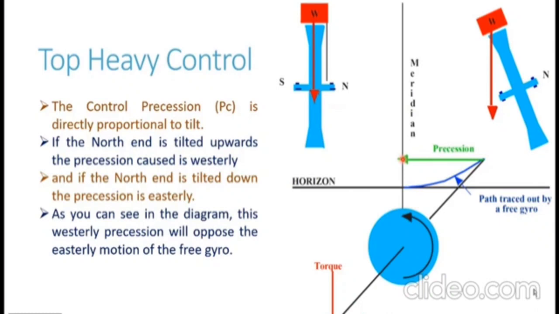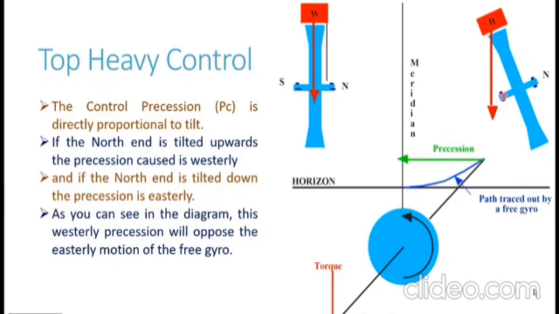Now some important points to keep in mind. Number one, the control precession PC which is generated is directly proportional to tilt. When the tilt was zero, that means in this particular condition, the spin axis was perfectly horizontal. The center of gravity of the weight was directly over and above the COG of the rotor. So it was not generating any torque at all. So the control precession was also zero. Now, as soon as some tilt is generated, the weight starts to act on the south end of the spin axis, generating a precession, trying to take the spin axis back towards the meridian.